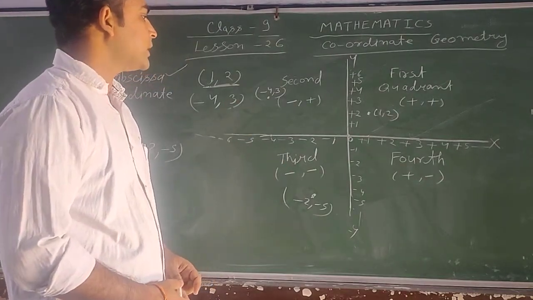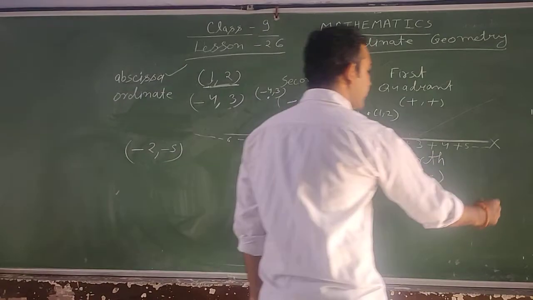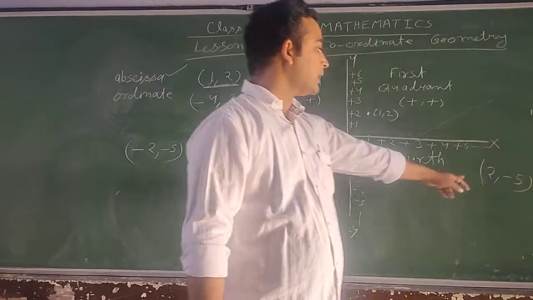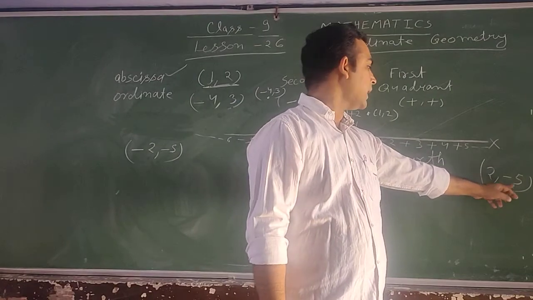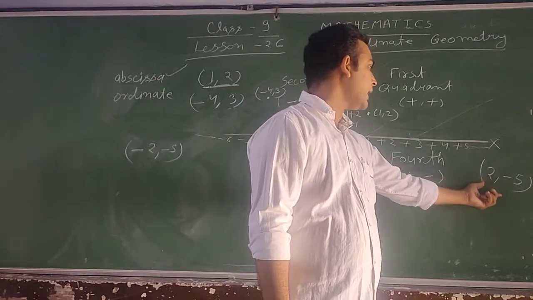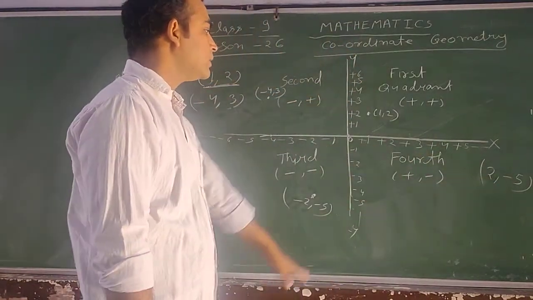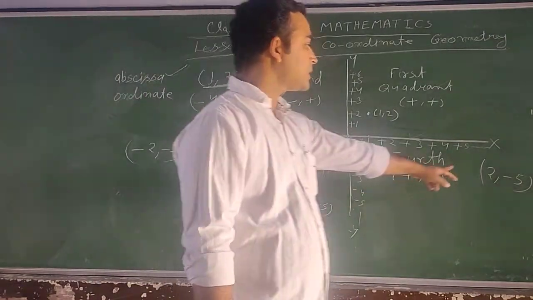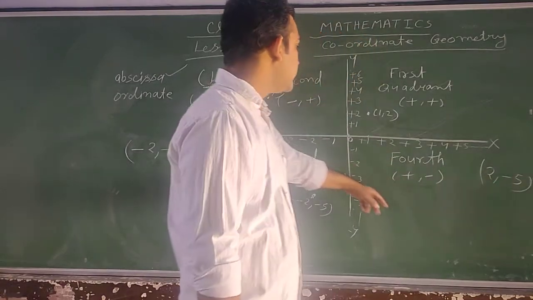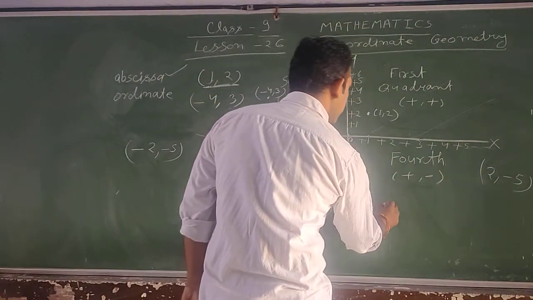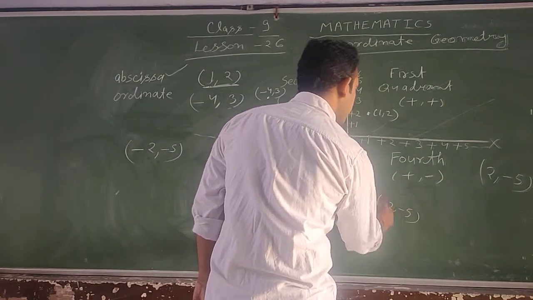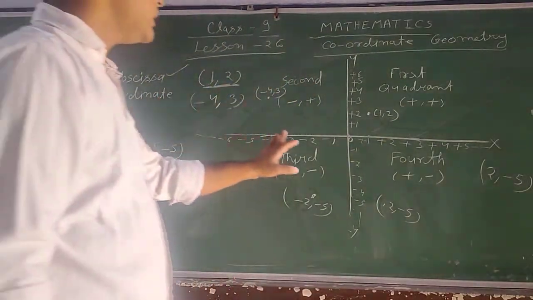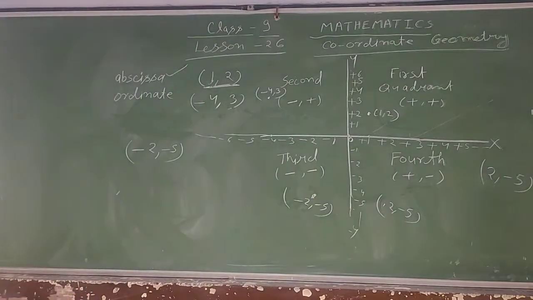Now suppose the point is 2 comma minus 5. The first sign is plus and the second sign is minus, which means this point lies in the fourth quadrant, because in the fourth quadrant the sign is plus and minus. The first represents x and the second represents y. So 2 comma minus 5. This point lies in the fourth quadrant.